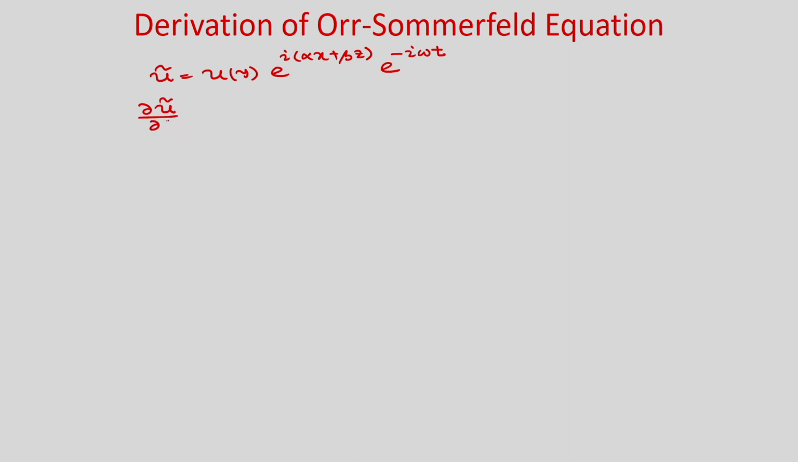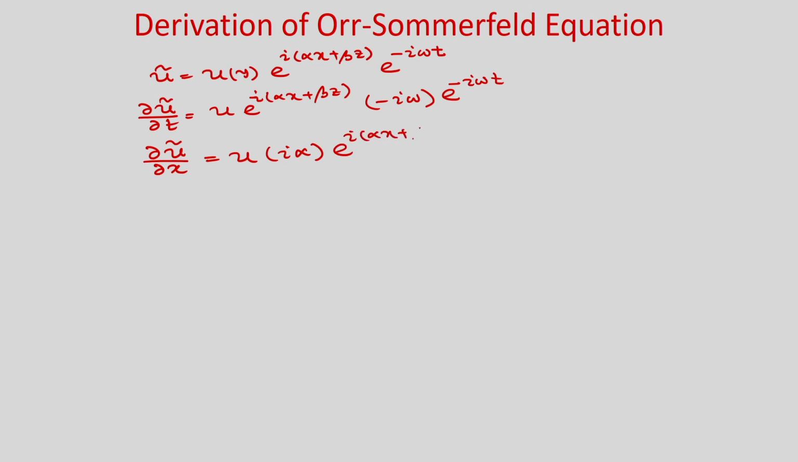Okay. Now, let us consider this x component of this disturbance equation and let us find the gradient. So, we have del u tilde by del t. This you will get u e to the power i(alpha x plus beta z minus omega t), e to the power minus i omega t. Similarly, you can write del u tilde by del x is equal to u i alpha e to the power i alpha x plus beta z e to the power minus i omega t.